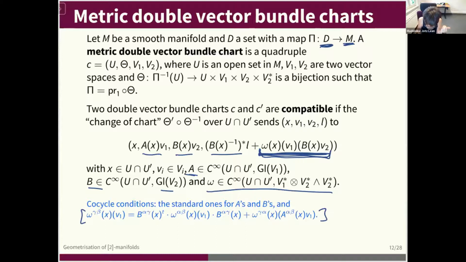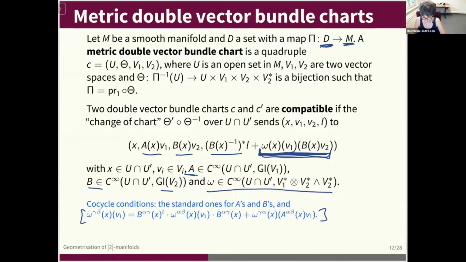So when you change your chart twice, the omega gamma beta of X applied to a vector V1, like here, is omega gamma alpha on A of the vector, A alpha beta, plus a transformation of omega alpha beta on X V1, with a multiplication of this matrix on the two sides by V alpha gamma and its dual. So in a sense, it's a very natural cocycle condition. It's a double vector bundle cocycle condition.